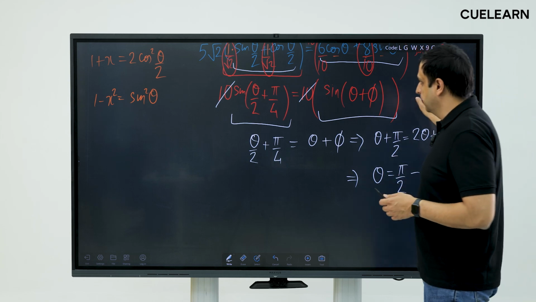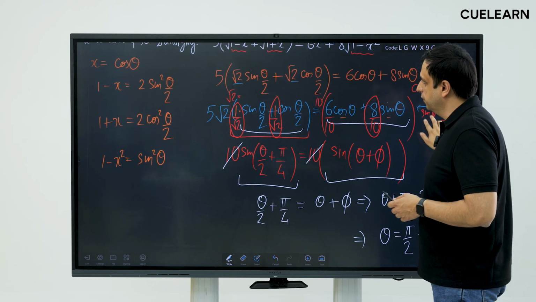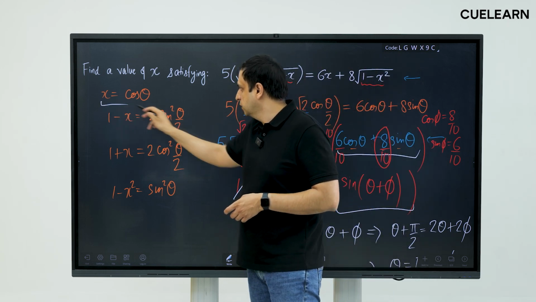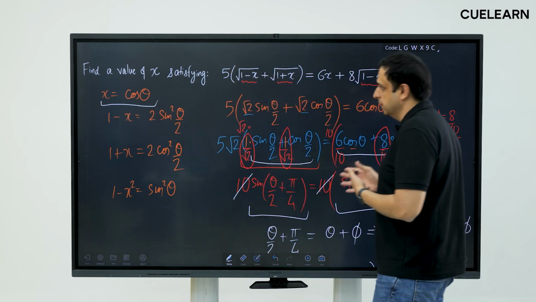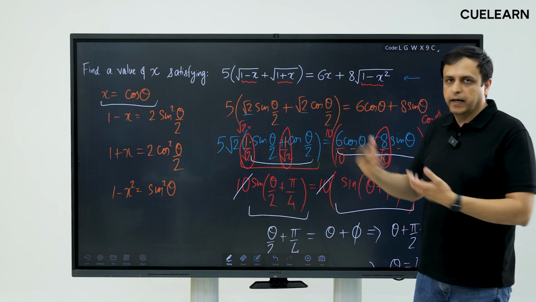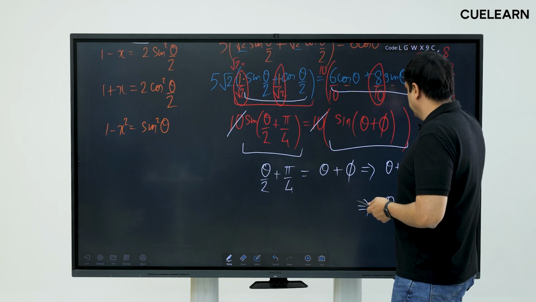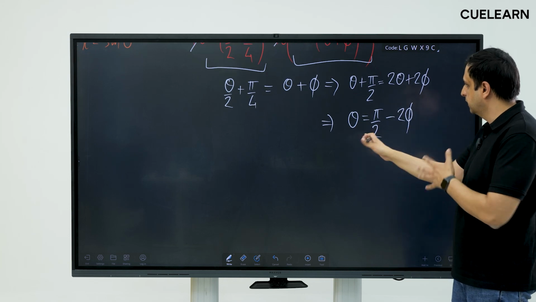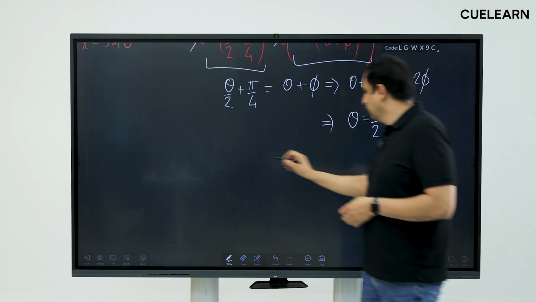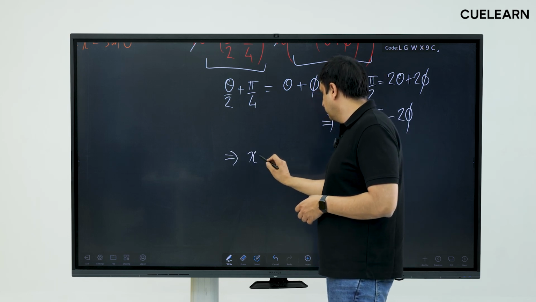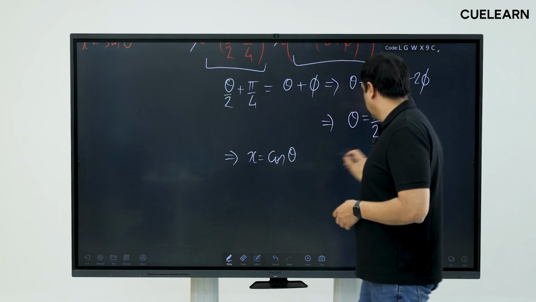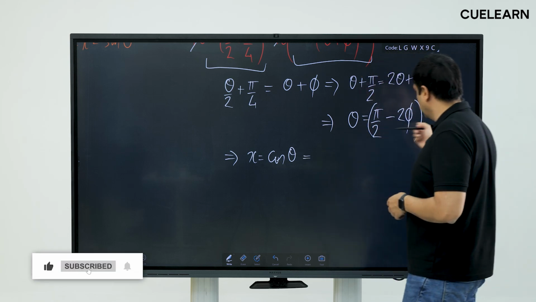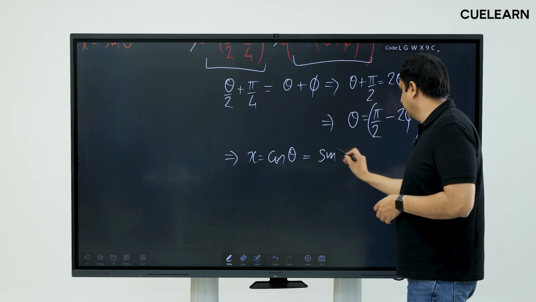Okay, that's amazing, because if we go back to what we had substituted x for, x was cos theta, and now I know that theta is pi by 2 minus 2 phi. So from here I can simply calculate x by using this equality that we got. Theta is pi by 2 minus 2 phi. So this means that x, which is cos of theta, or the cos of this expression, will be equal to the cos of pi by 2 minus 2 phi, which will be sine of 2 phi.